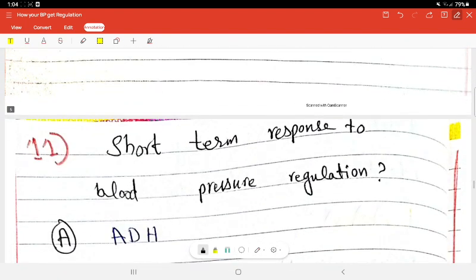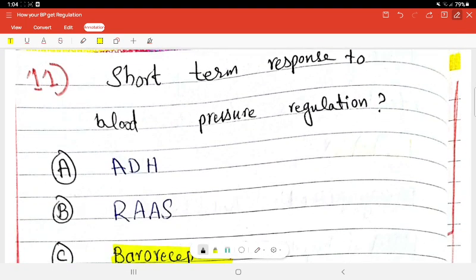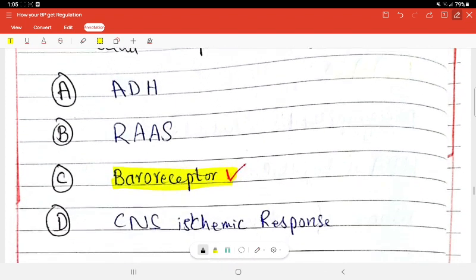Next, what is the short term response to blood pressure regulation? For long term we remember it was the RAS mechanism, but here we look at the short term. Let's see the options: ADH, RAS, baroreceptors, CNS ischemic response. So the correct one is baroreceptors.